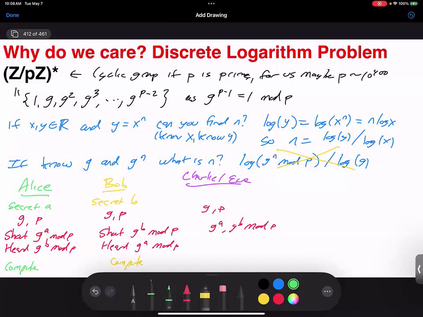So she somehow has to use her secret A. She knows G, P, G to the A, G to the B. And Bob knows his secret B and G to the B, G to the A, G and P. What could she compute that Bob could also compute?